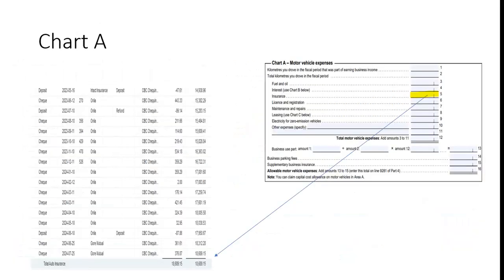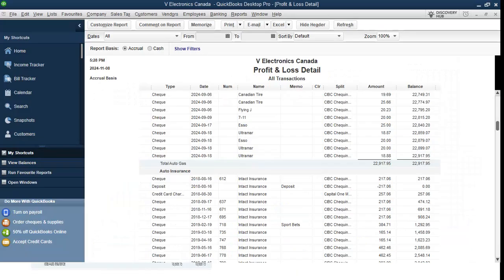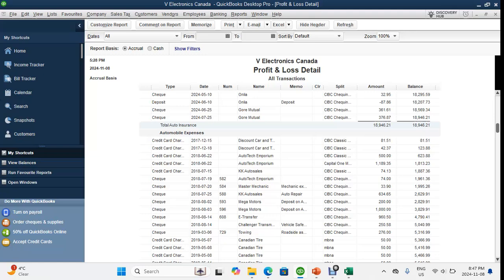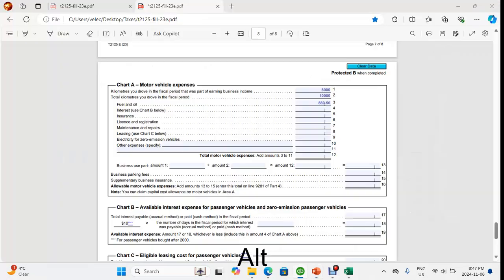this would be your auto insurance. Again, you can find your auto insurance expenses on your report as well. As you may notice, under your profit and loss detail report, you have auto insurance. So your auto insurance will be a total of $1,101.73. Your license and registration fees will be nil. Your maintenance and repairs will be $30.